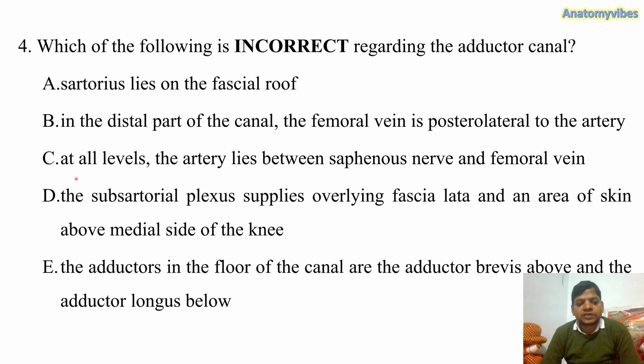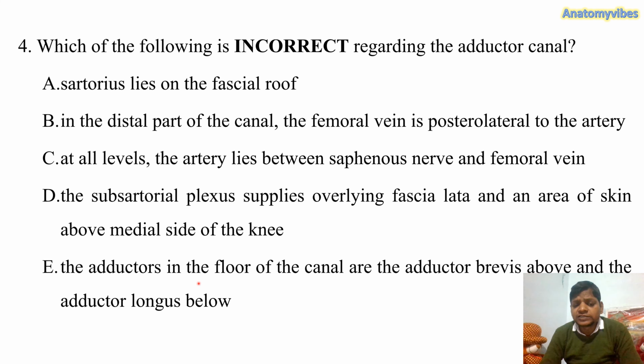Further, at all levels the artery lies between saphenous nerve and femoral vein. So you have to remember that vein is deepest in the adductor canal. Then comes the artery and nerve is most superficial. So this is also correct. Next is the subsartorial plexus supplies overlying fascia lata and an area of skin above medial side of the knee. So this we have discussed. It will supply the medial side of the thigh skin and also the knee joint region, cutaneous supply.